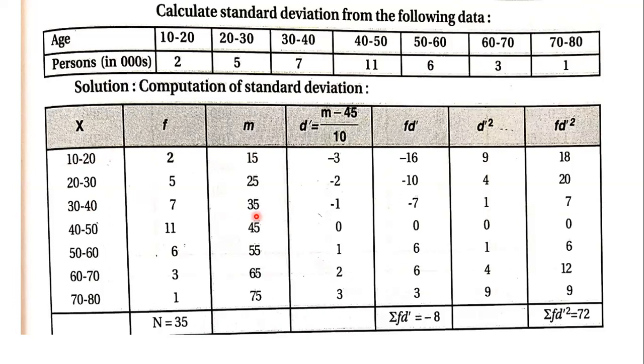Like this, we have to calculate the midpoint. After calculating the midpoint, let's go on to the next step, that is D dash. Now D dash is equal to M minus A divided by I. That is the formula for D dash. A is your assumed mean, and I is the common value.